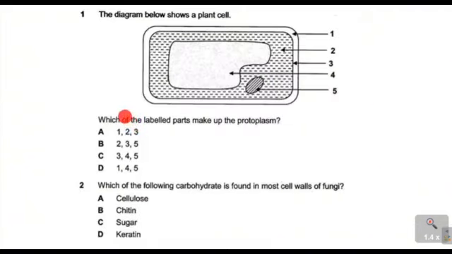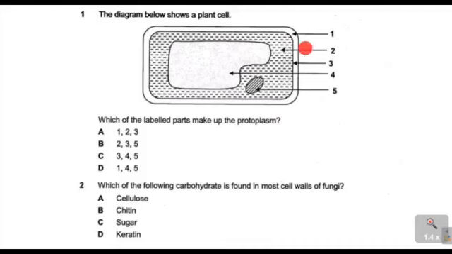Alright, so we now come to our next question. Remember what I said, don't mind the numbers. I just compiled these questions. The diagram below shows a plant cell, labeled 1, 2, 3, 4, and 5. The question reads, which of the labeled parts make up the protoplasm? The protoplasm consists of the cell membrane, the nucleus, and the cytoplasm. That is what we call the protoplasm.